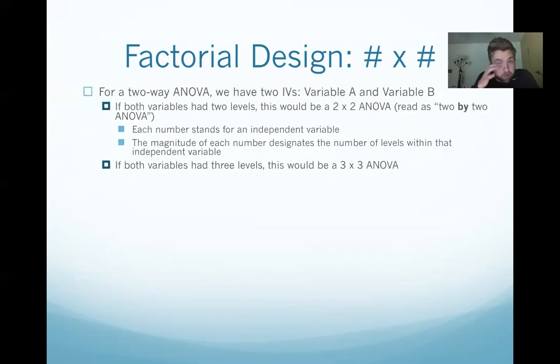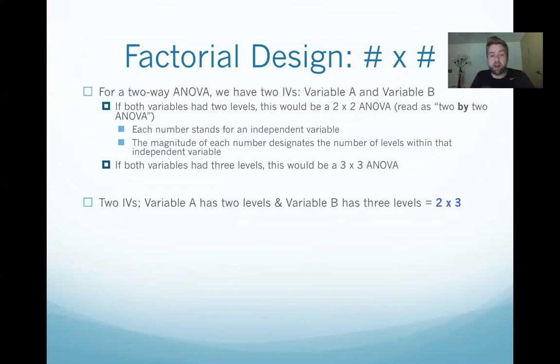So as you can imagine, if both variables had three levels, it would be a 3x3 ANOVA. As you can see, here's just some other examples. You can even have three independent variables.